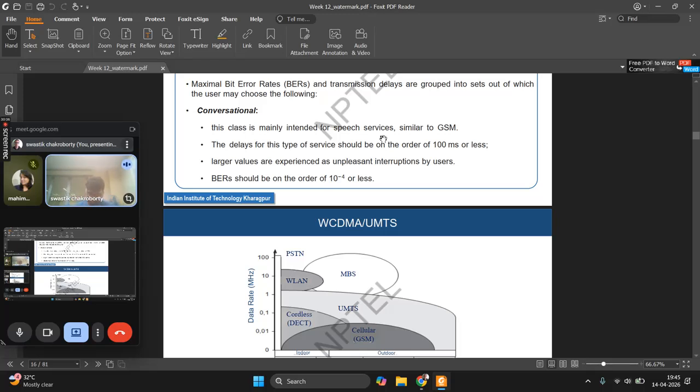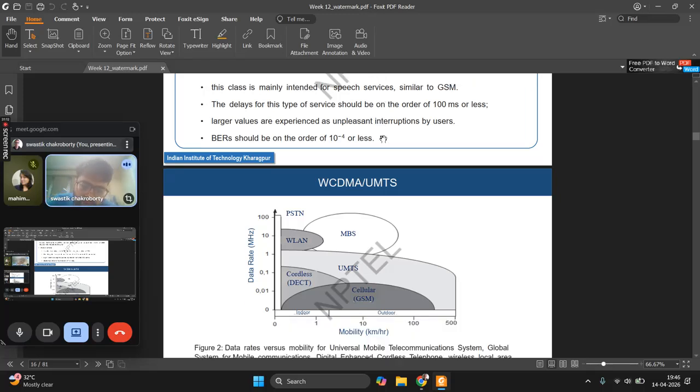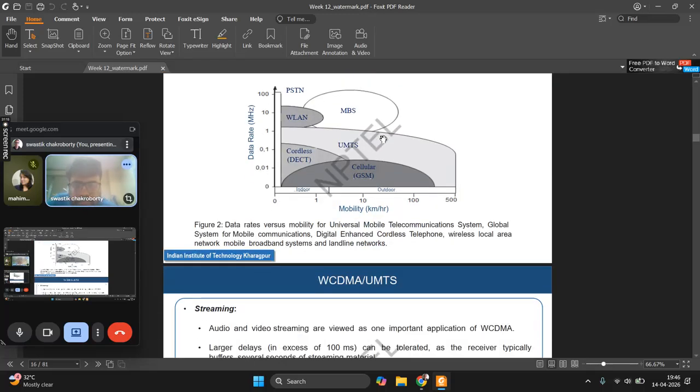Another aspect of choosing the particular standard of service is the mode of communication, whether it's speech, text, image, or video communication. Based on that, you have to design the bandwidth and the BER. For speech communication, a BER of 10^-3 might be sufficient, but for video communication, a BER of 10^-6 is required. Generally, BER should be on the order of 10^-4 or less.